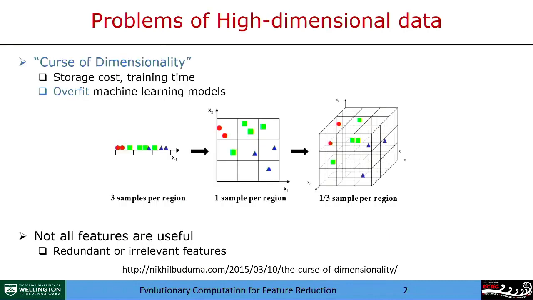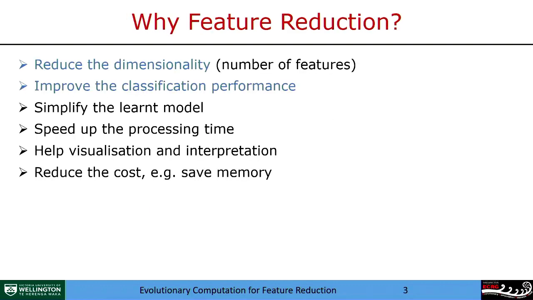And the problem is, when we have too many features, we usually do not have enough samples to train our machine learning model, and that's called the curse of dimensionality. Also, normally in a large number of features, we have many irrelevant and redundant features that can reduce the classification performance. Therefore, we need to use feature reduction to reduce the number of features and also improve the classification performance. And by reducing the number of features, we can improve the interpretability of the learned model.